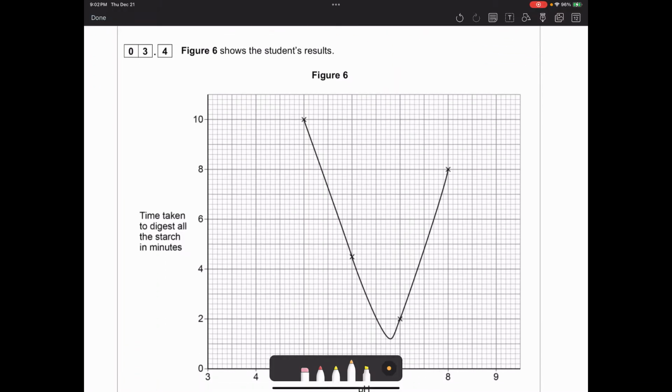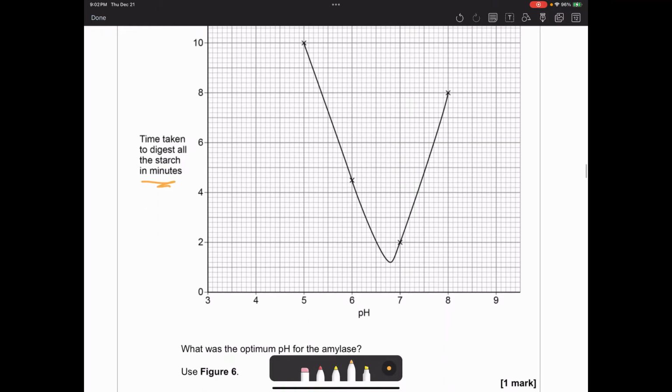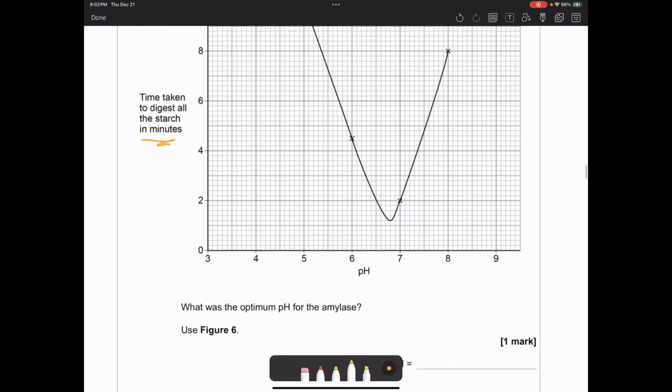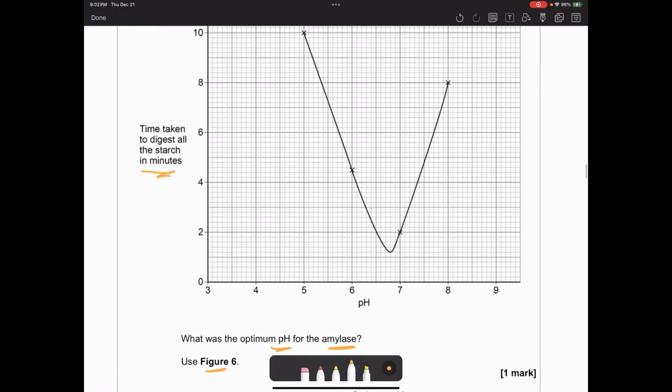Question 3.4 then. Figure 6 shows the student's results. So you've got time taken to digest all of the starch at your different pHs. It then says what is the optimum pH for amylase, using figure 6. Now in this graph, if we're working out the optimum pH, we're working out the best pH. The best pH would be the time that it does it the quickest.